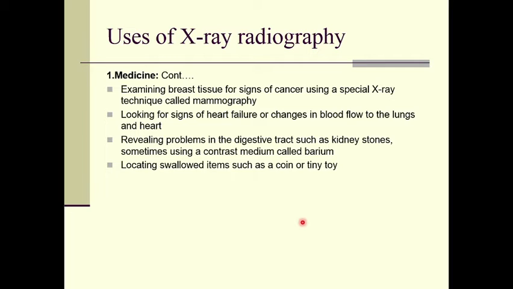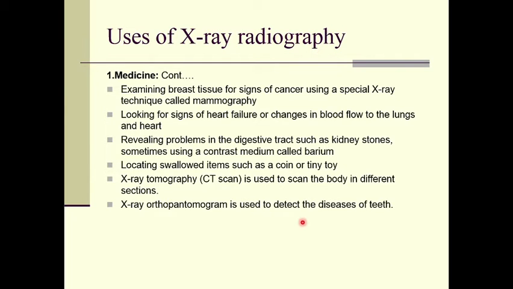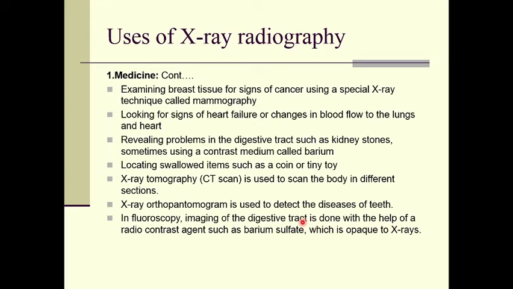So locating swallowed items such as a coin or tiny toys can be easily done by X-rays, right? We know the metals are reflecting the X-rays, right? So X-ray tomography or CT scan is used to scan the body in different sections. The CT scan is an application that uses X-rays, which we will see in this lecture only. The X-ray orthopantomogram is used to detect disease in teeth, right?